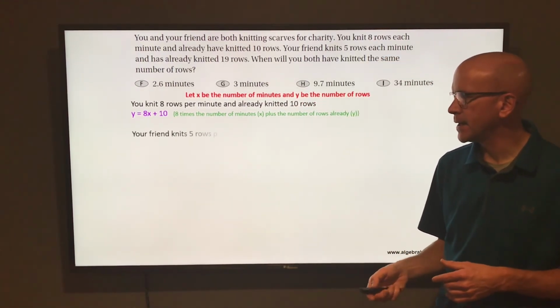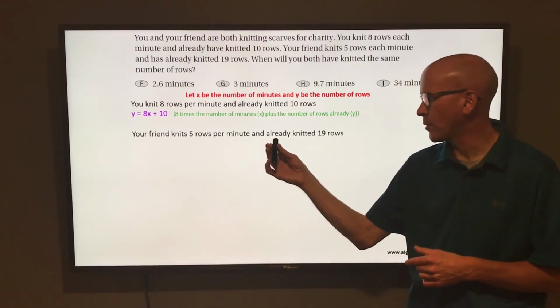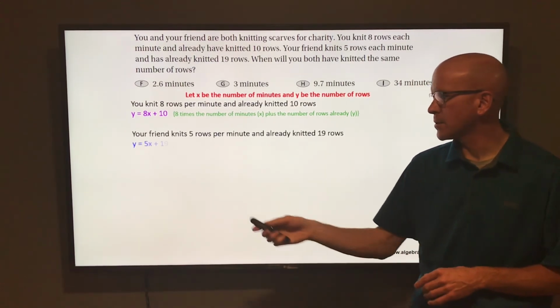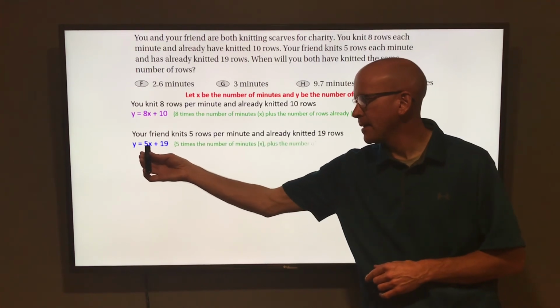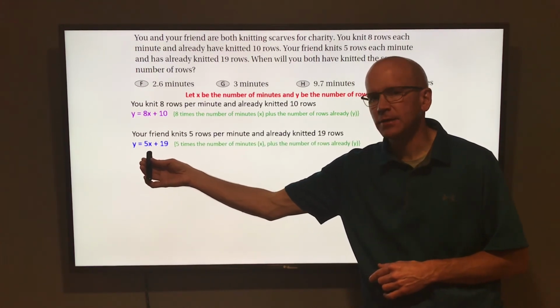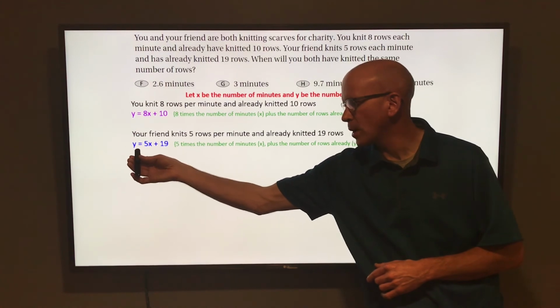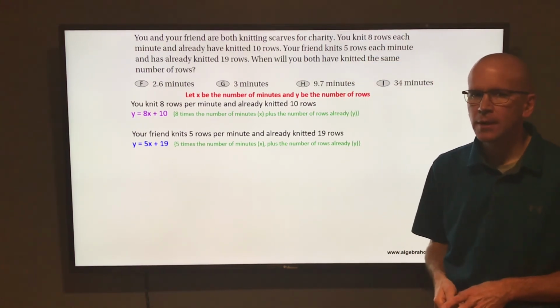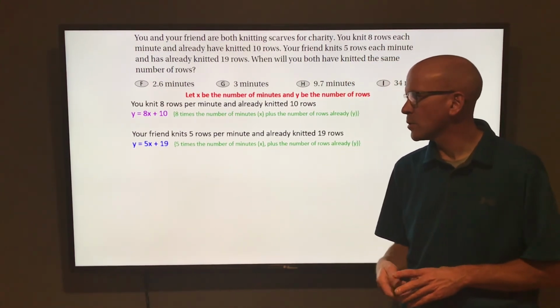Your friend, on the other hand, has knitted 5 rows per minute and has already knitted 19 rows. So we're starting that person off with 19. 5 rows per minute, that's 5 times x. Remember, y is the total number of rows, so y equals 5x plus 19. That's the equation that matches your friend's job. So we're going to graph those 2 equations.